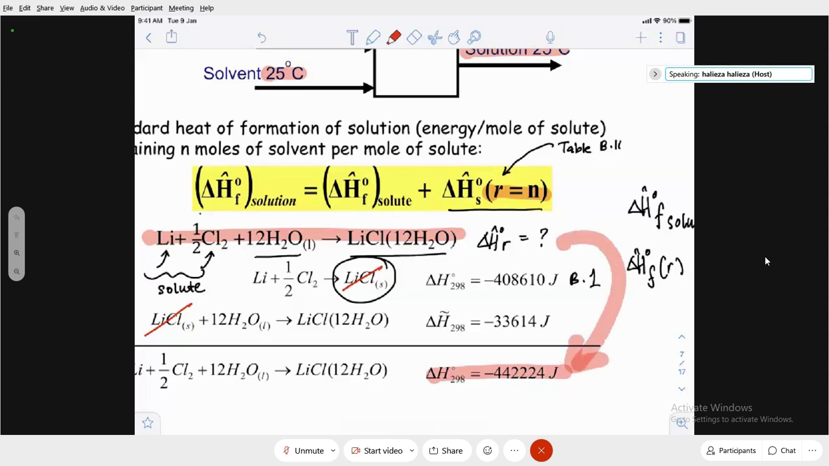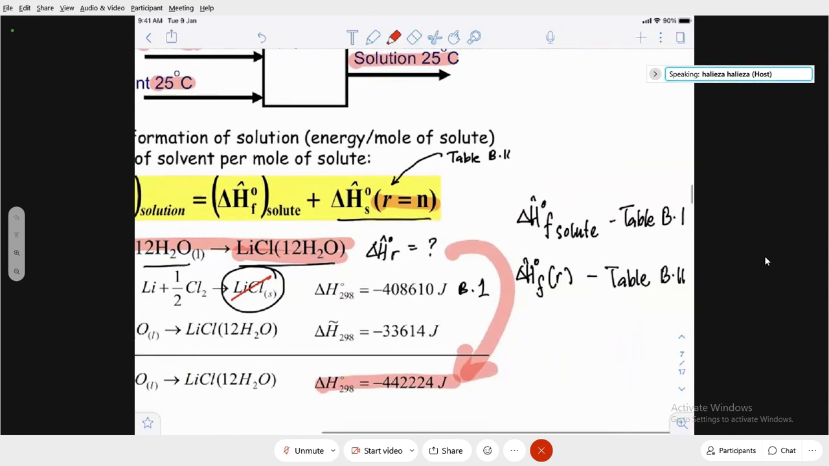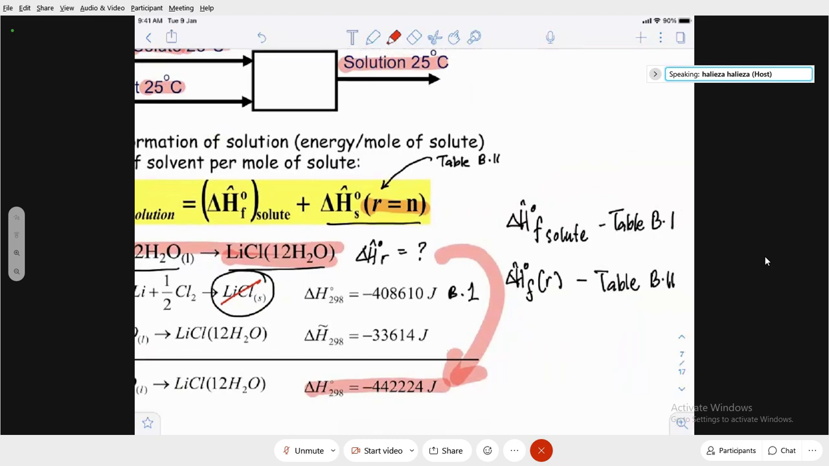Because you are forming this solution, which is lithium chloride with 12 moles of water attached to it. So that is your heat of formation of that solution. So that's how you get it. It's like I have it over here. Your heat of mixing is from table B11. Your heat of formation of your solute is from B1.